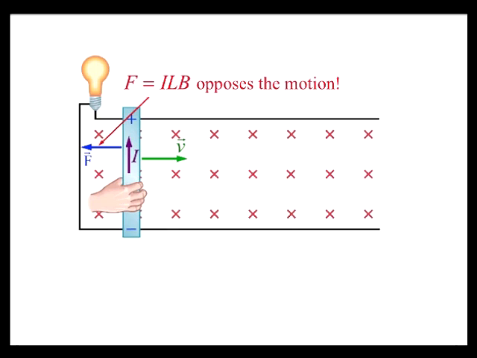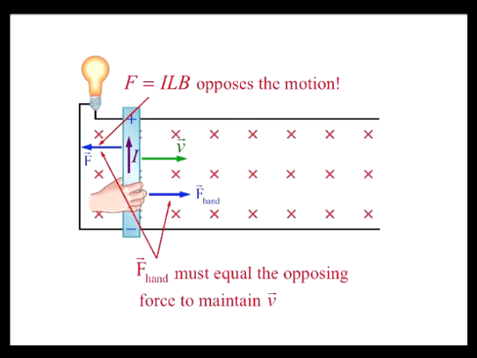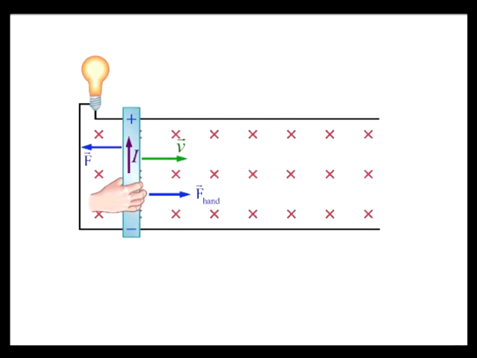By itself, this opposing force would slow down the rod, and here lies the crux of the matter. To keep the rod moving to the right with a constant velocity, a counterbalancing force must be applied to the rod by an external agent, such as the force provided by the hand, or F hand, as shown here. The counterbalancing force, F hand, must have a magnitude of ILB and must be directed opposite to the magnetic force. If the counterbalancing force were removed, the rod would decelerate under the influence of the magnetic force and eventually come to rest. During the deceleration, the motional EMF would decrease and the light bulb would eventually go out.